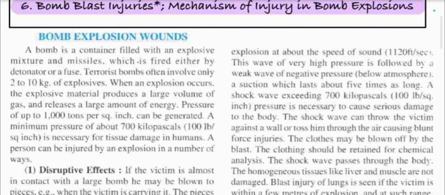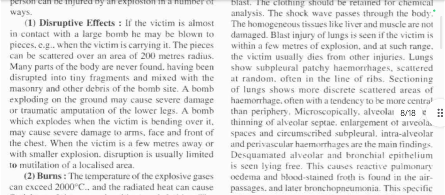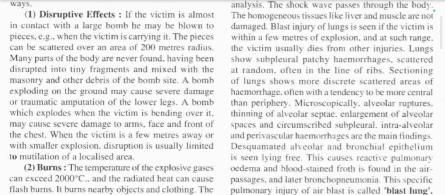Number 1, disruptive effects. If the victim is almost in contact with a large bomb, he may be blown to pieces. Example, when the victim is carrying it. The pieces can be scattered over an area of 200-meter radius. Many parts of the body are never found, having been disrupted into tiny fragments and mixed with the masonry and other debris of the bomb site.